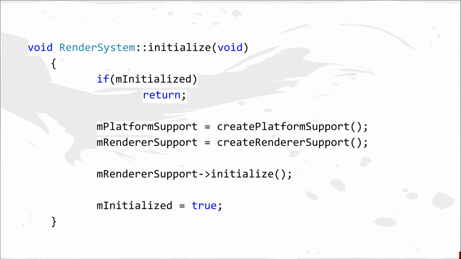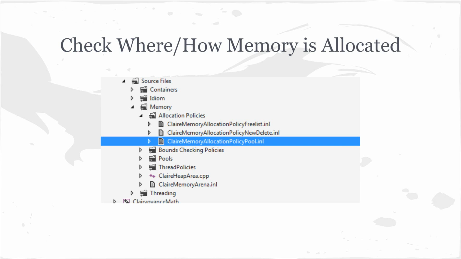This makes me think the best approach is to check where they are allocating memory, in case there's an issue there. Luckily, they've labeled their stuff very well, and there's a nice folder called memory that will likely contain what we're looking for. In fact, there's another folder inside of that called allocation policies, which contains 3 files. I took a look inside these 3 files, and I found something special in the one named clairvoyance memory allocation policy pool.inl.